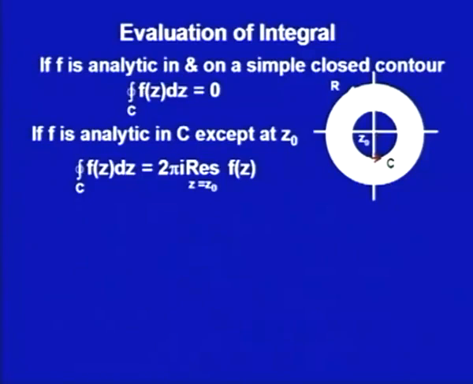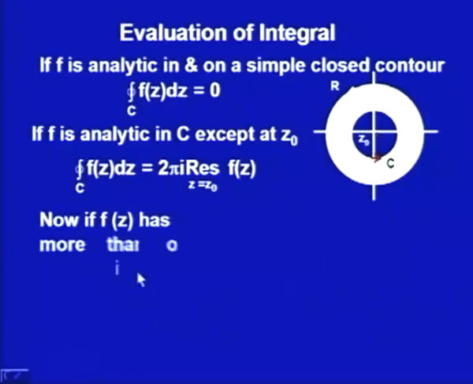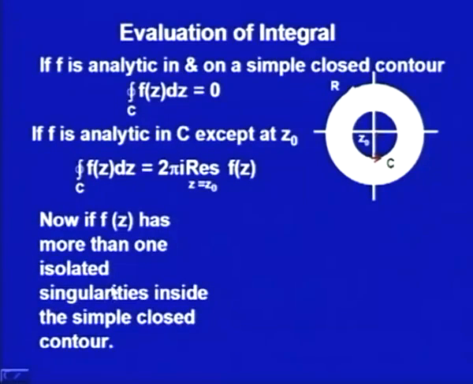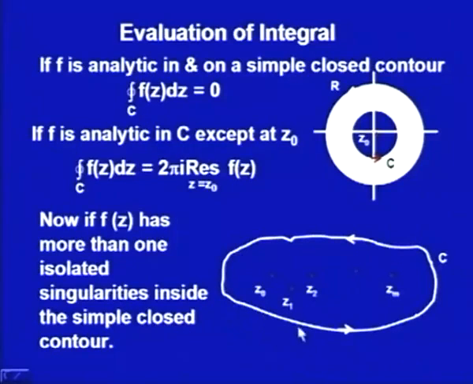Now, rather than having only a single isolated singularity, suppose my function is such that in the interior of the closed contour C, I have more than one isolated singularity. Then what will happen? So, if f(z) has more than one isolated singularity inside the simple closed contour, that is, say this kind of situation, we have a positively oriented closed contour, and we have a number of singularities z naught, z1, z2 and so on inside this C. Remember one thing: if the function has isolated singularities inside this one, they have to be finite. You have to think about why that happens.